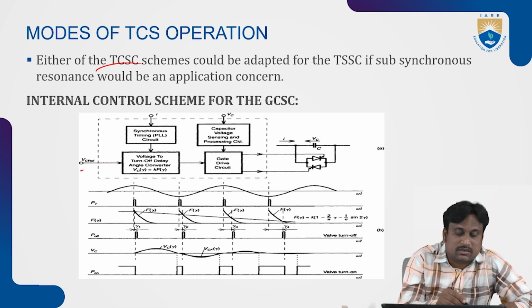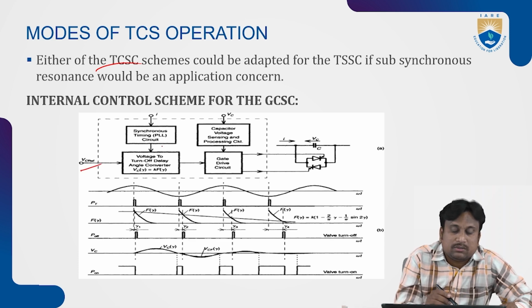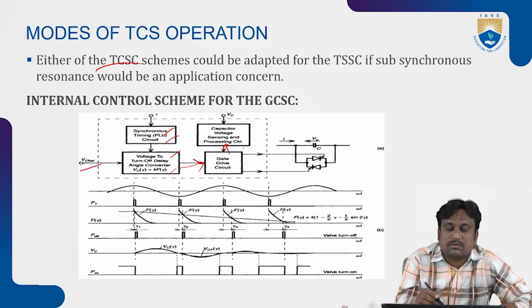This is arranged with the reference voltage signal. This is connected to the voltage to turn-off delay angle converter, as VCA of gamma equals gamma. So a synchronous timing PLL circuit is designed here. With this connected to the gate drive circuit, it is also connected to the capacitor voltage sensing and processing circuit, which is connected to the VC. And these blocks are connected to the anti-parallel combination of thyristors, connected as a capacitor across the voltage.